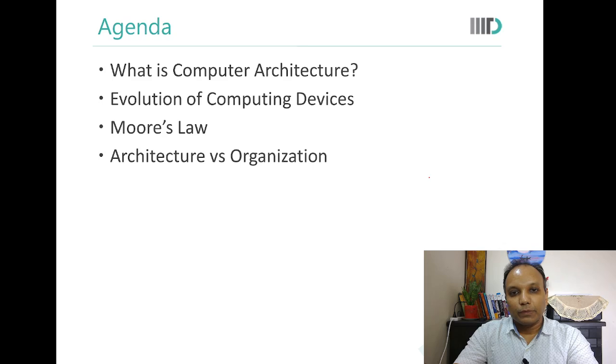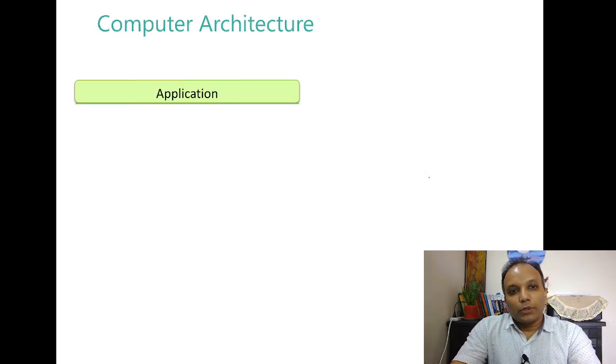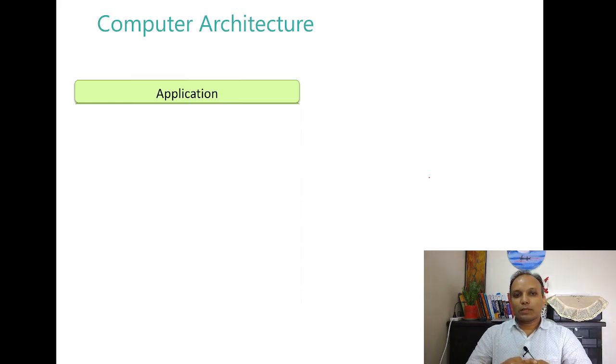All right. So going forward, we will try to understand what computer architecture is. Now before we answer that, as engineers, it's very important to understand the role of an engineer. As engineers, our role is to purposefully use science to solve some practical problems.